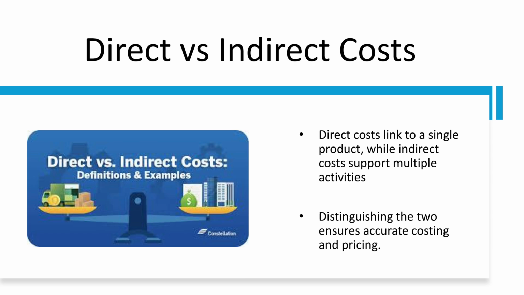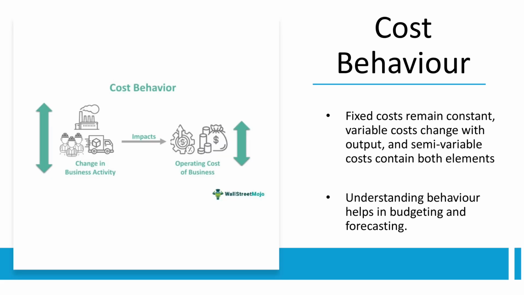After separating direct and indirect costs, the next step is understanding cost behavior. Understanding how costs behave helps supervisors predict how costs change as production changes. Let's begin with fixed costs. Fixed costs remain constant regardless of production volume. Examples include factory rent, insurance, and salaries of administration staff.